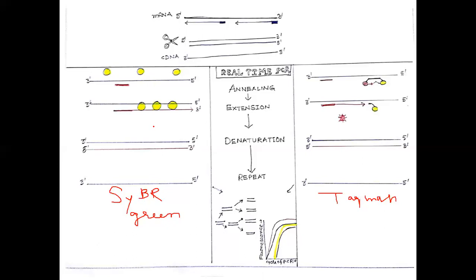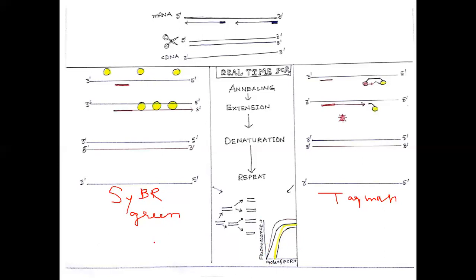fluorescence intensity will increase. There is a particular software designed for RT-PCR or real-time PCR, in which with increasing cycles of PCR, the intensity of the fluorescence will increase, and you will be able to identify whether in each cycle our particular DNA strand is being amplified or not.